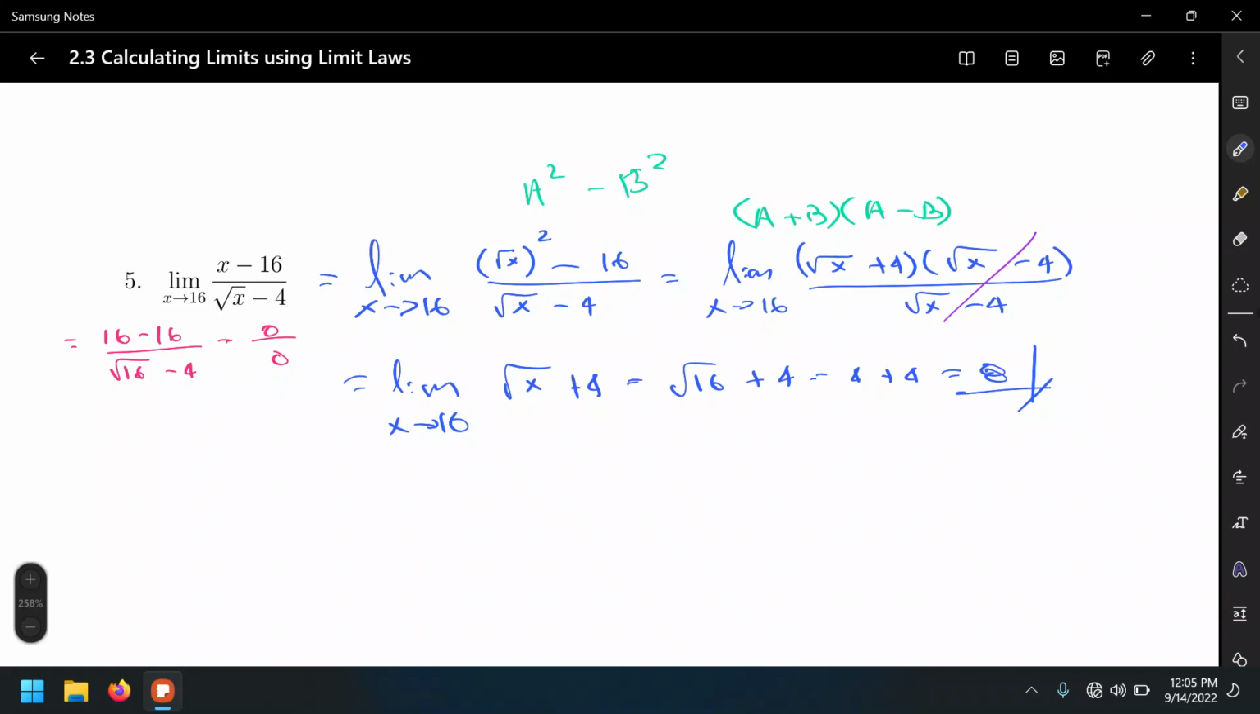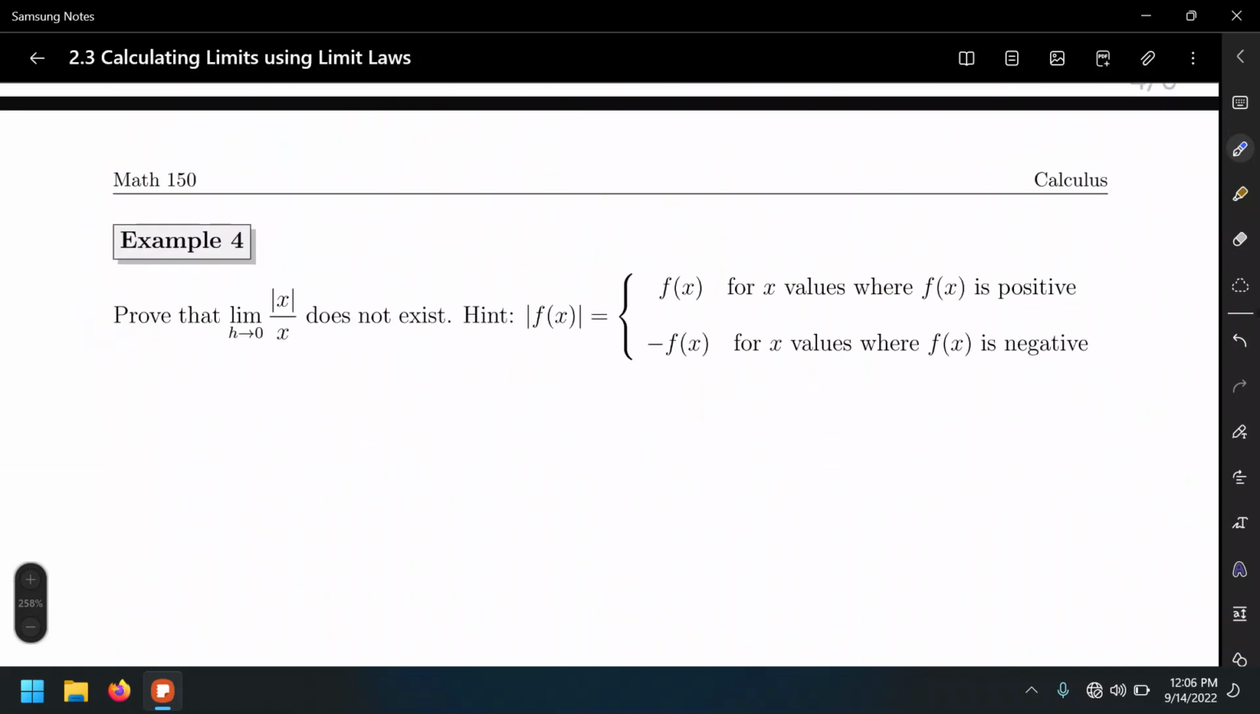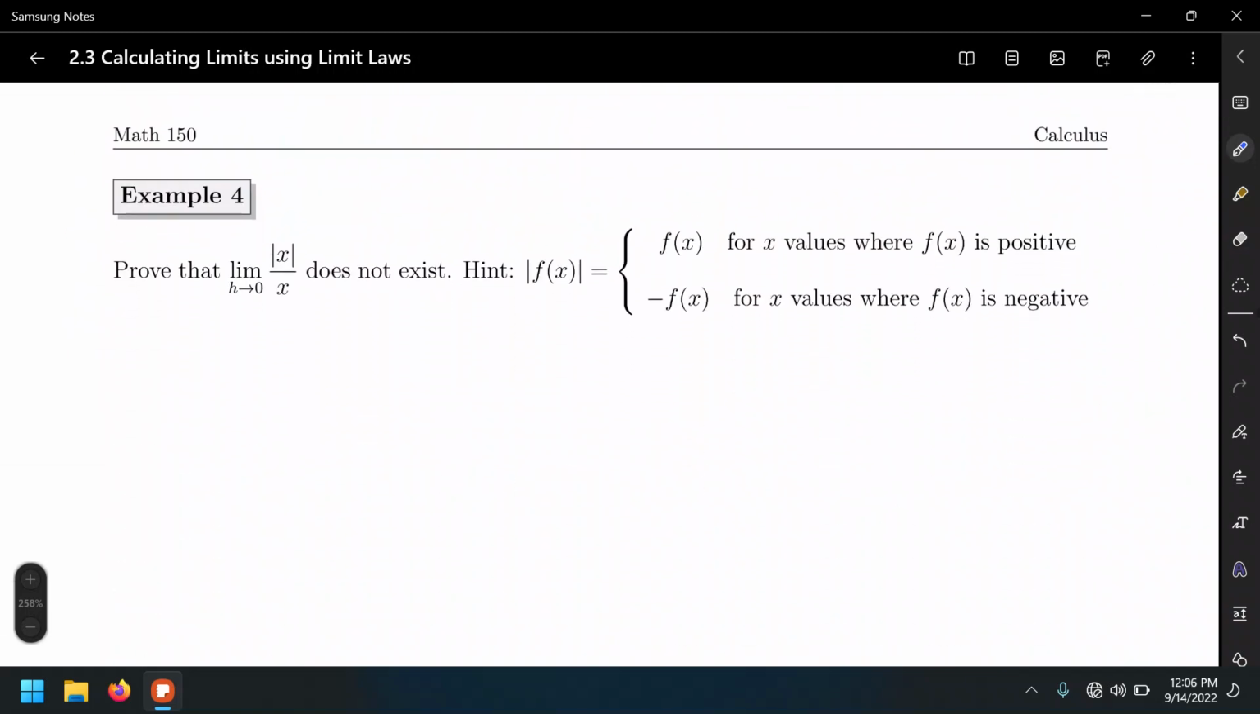All right. Let's look at the next example. And this is the next and last for this section. In this case, they're asking us to prove that the limit of the absolute value of x over x does not exist. And they're giving us a hint.